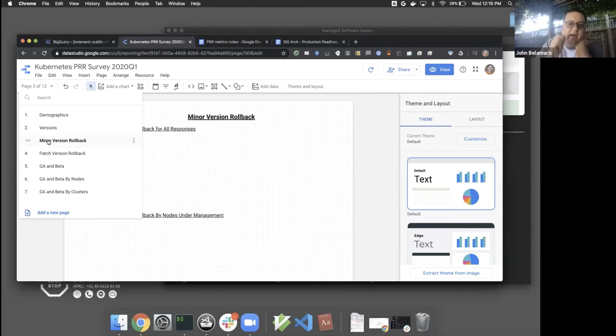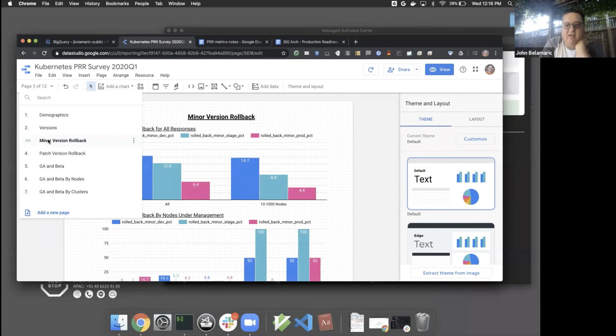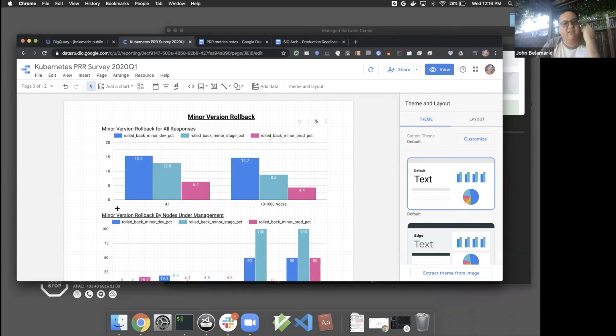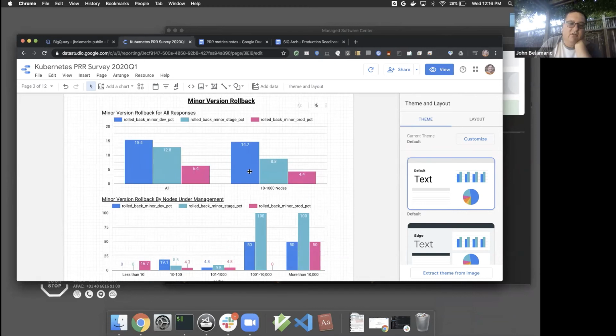Okay, let's look at minor version rollback. Again, I think I mentioned it on my last call, but we really made a mistake. We didn't ask them which versions they rolled back, which is something we're going to have to fix. Here I'm slicing it in 2 ways. One is for all respondents, and then this is taking off the tails, so taking off the folks with more than 1,000 nodes or less than 10 nodes. Not much difference.